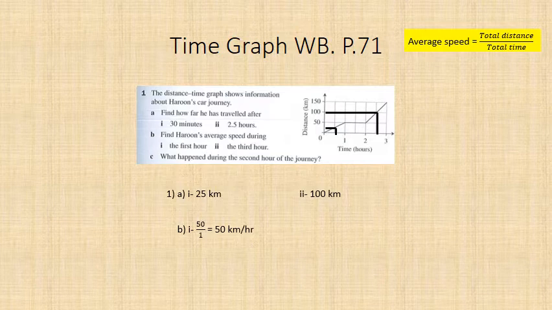For the third hour, it starts from 2 to 3. So here's the third hour. It covered from 50 kilometers to 150 kilometers. So it covered 100 kilometers in 1 hour. So it's going to be 100 divided by 1, which is 100 kilometers per hour.